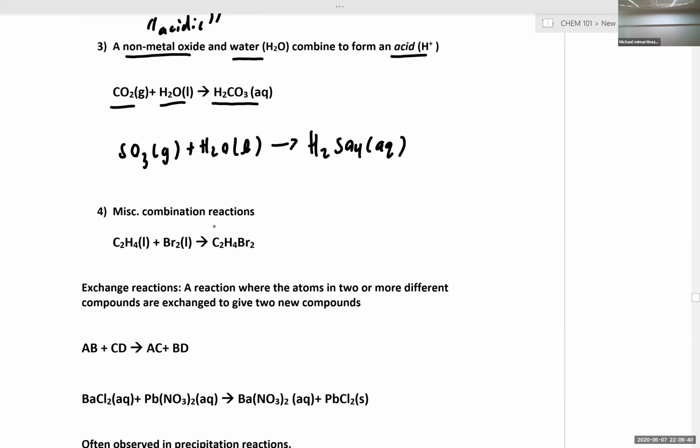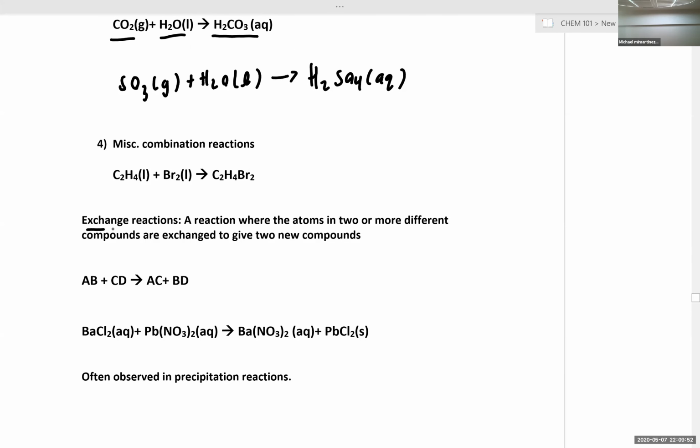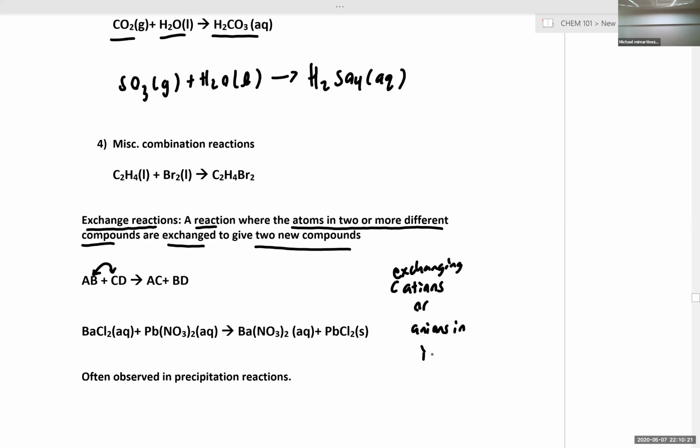There are also other miscellaneous combination reactions that you'll see. When you think combination, think multiple compounds combining together to generate one product. So exchange reactions are another class of chemical reaction. It's a reaction where atoms in two or more different compounds are exchanged to give two new compounds. So for example, AB and CD, we exchange two of our atoms to yield two new products. This is often observed via exchanging the cations or anions in ionic compounds.